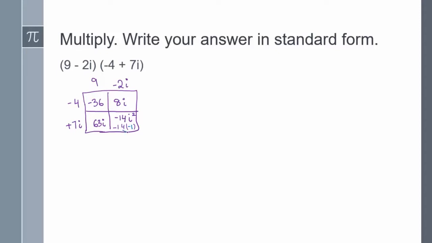and simplify this. Negative 14 times negative 1 gives me a positive 14. I'm now going to combine my like terms. I have two like terms over here and two like terms over here. So I've got negative 36 plus 14 and positive 8i plus 63i. And when we talk about standard form, we're using the form a plus bi. So our constant comes first and then our imaginary numbers. Negative 36 plus 14 is 22. Positive 8i plus 63i is positive 71i. And there is our final answer, which is 22 plus 71i.